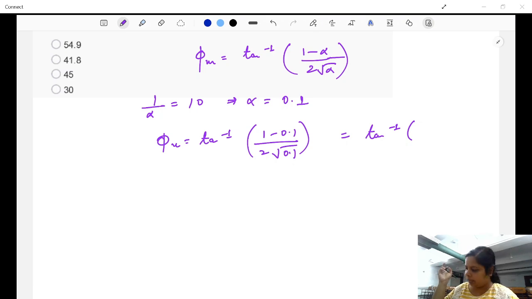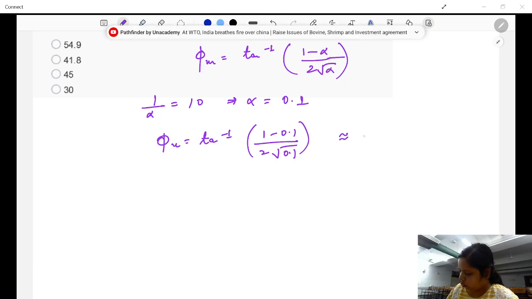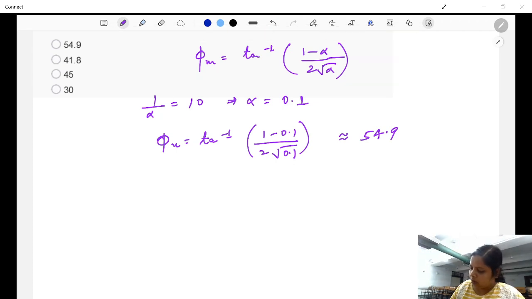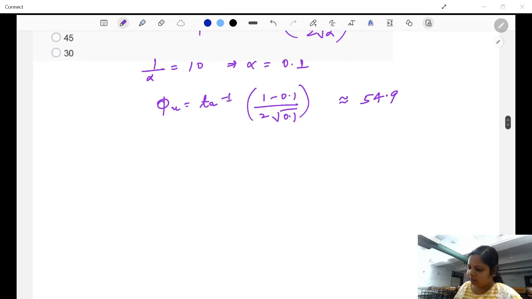I guess no one is solving right now, so I'll proceed, but you can solve it later on. So the answer that you'll get here is approximately equal to 54.9 degrees. You just have to put in the values and take the tan inverse. It's nothing else. It's 54.9 degrees. All right.